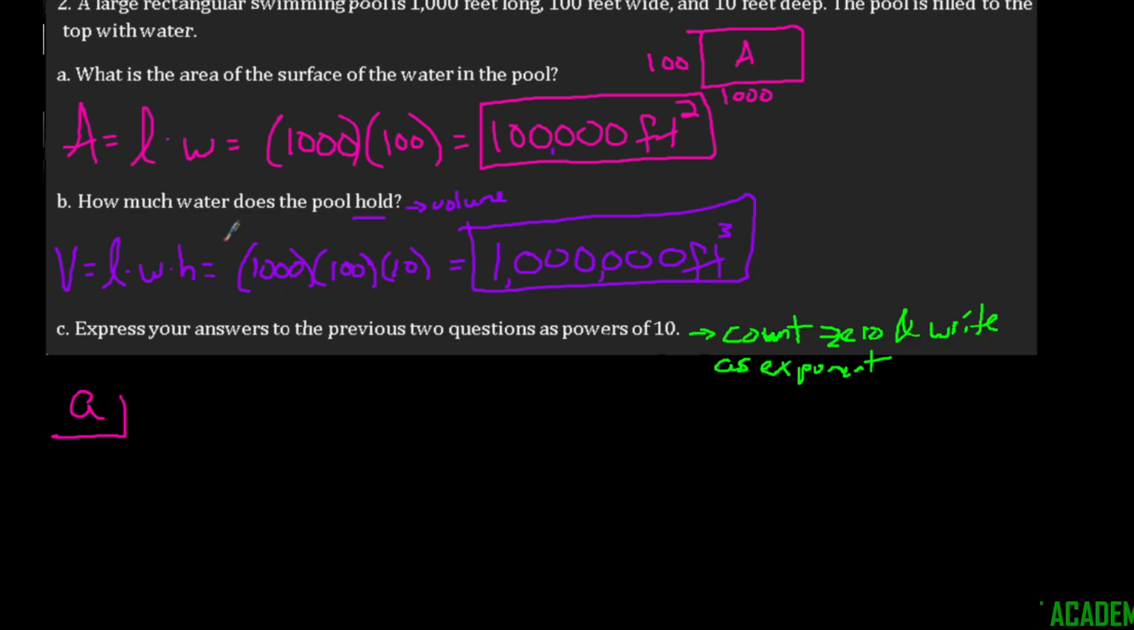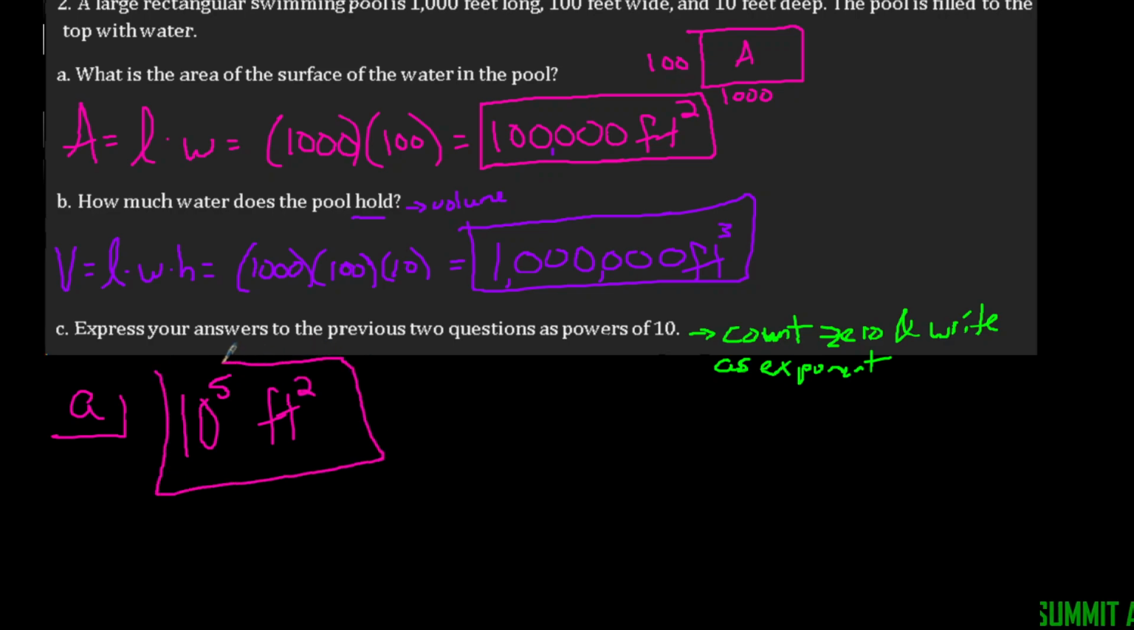So what that means is this. If we look at part A, our answer was 100,000. We're going to count the zeros: 1, 2, 3, 4, 5 zeros. So that just means we could write our answer as 10 to the 5th power feet squared for that area in part A. Then for the volume of part B, same idea, count the zeros: 1, 2, 3, 4, 5, 6. So we're going to have 10 to the 6th power feet cubed for that one.